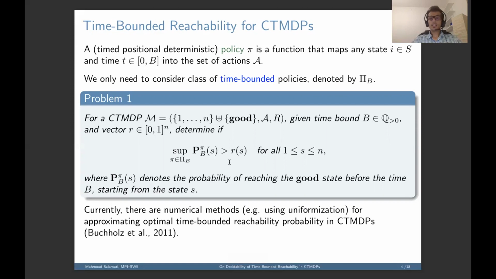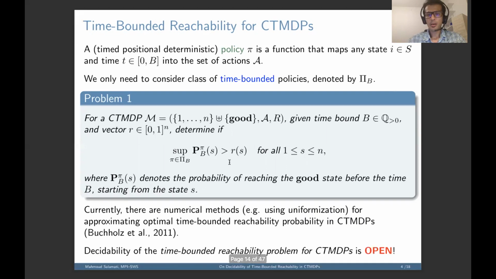In the literature, there are a couple of works that try to approximate the optimal time-bounded reachability probability. And they use techniques such as uniformization. However, the decision problem for time-bounded reachability is yet open.